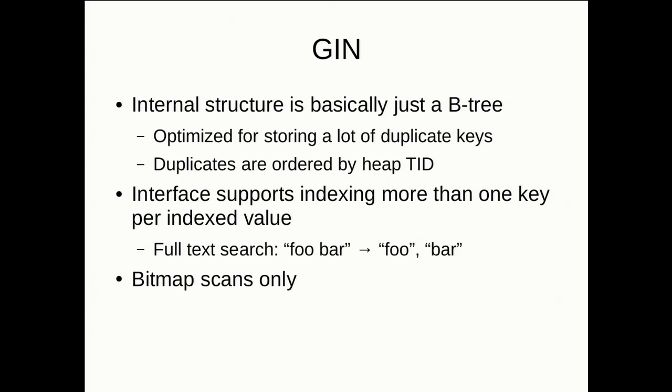Another important property is that the duplicates are ordered in the physical order of the heap TIDs, which allows us to do some nice tricks at scan time. But in this presentation, I'm not going to go into much detail on how GIN searches work. I'm going to focus on the on-disk structure and the page layout. Another very important property of GIN is that when you insert a single row into the heap, we extract multiple keys from that row and index all of them in the same index. In a normal B-tree, you can only have one key per row, but with GIN there are multiple. That doesn't affect the on-disk layout at all; it's just at the higher levels. And for reasons I'll cover later, we only support bitmap scans with GIN, so you can't do order by and so forth.